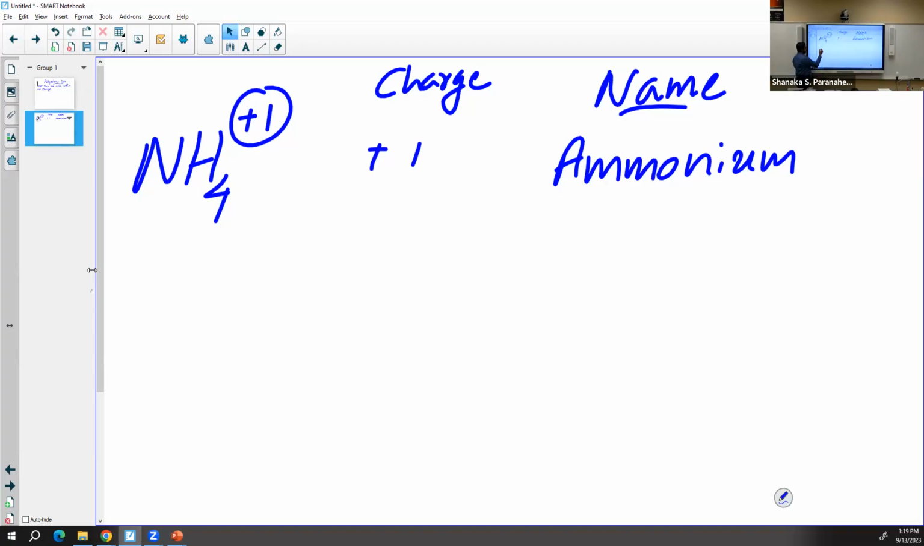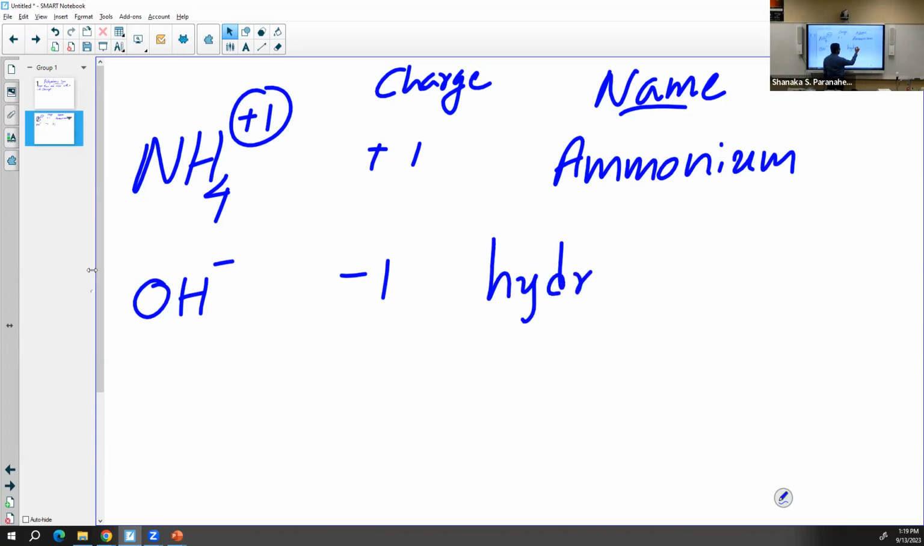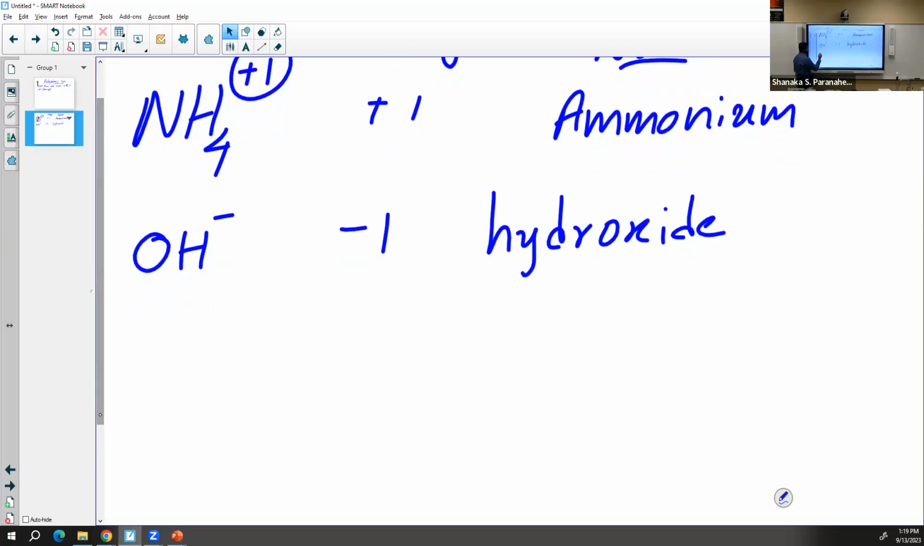The next one is OH minus. The formula is 1 oxygen, 1 hydrogen, with a -1 charge. If you look at the back side of the periodic table, you can see it's under the -1 box. The name is hydroxide. The next one, NO3 minus: 1 nitrogen, 3 oxygen with a negative charge. So -1 is the charge. The name is nitrate.